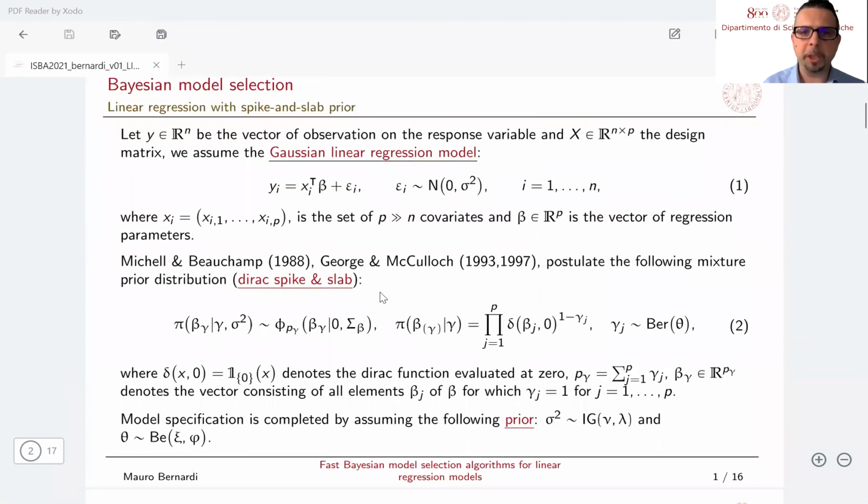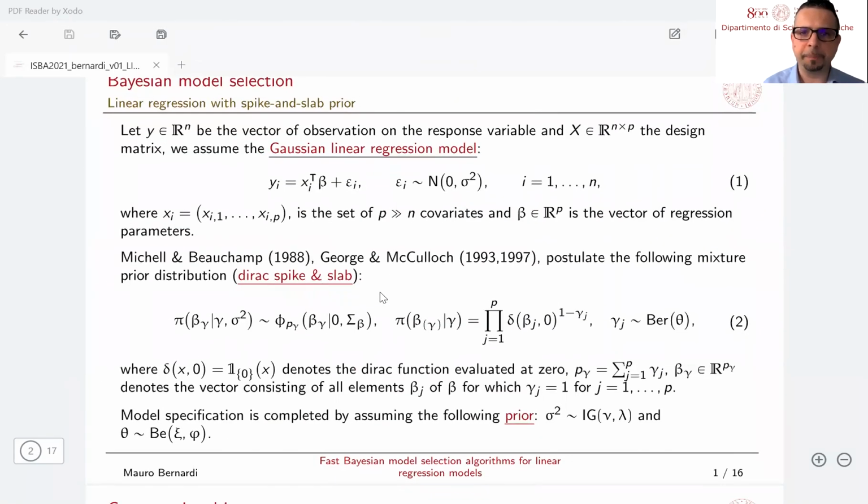The general framework we will consider in this presentation is that of a Gaussian linear regression model where the continuous outcome y is regressed on a set of covariates x, and we consider the case where p, the number of covariates, is larger than n, the number of observations.